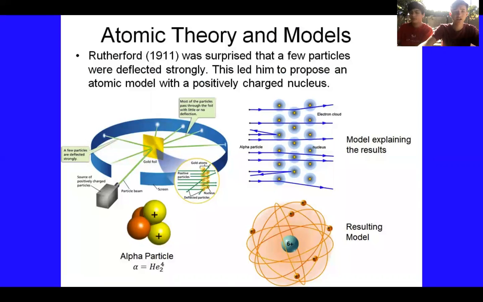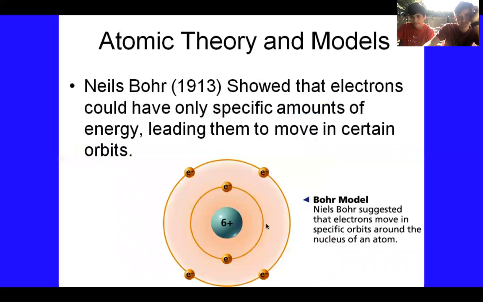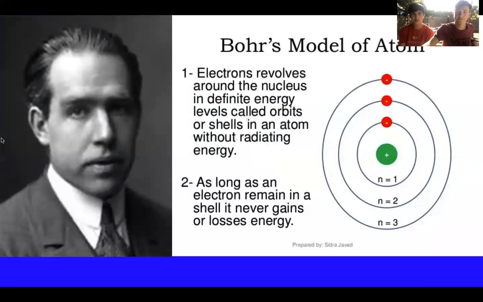Rutherford, in 1911, was surprised that a few particles were deflected strongly. This led him to the atomic model of a positively charged nucleus in the center with electrons going around it, as shown. Niels Bohr came up with his idea in 1913. He said that electrons had specific circular paths that they had to go around, sort of like planets.